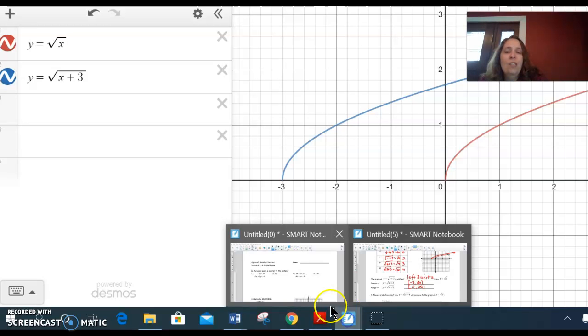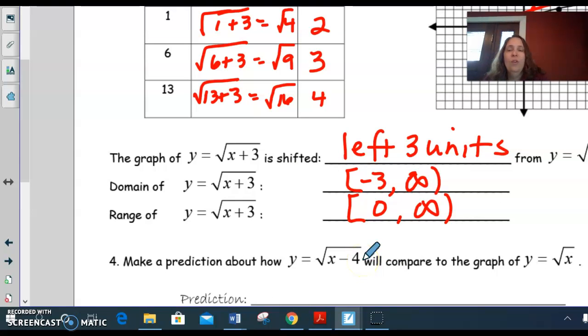All right, so heading back to our next example, we need to make a prediction about how y equals the square root of x minus 4 will compare to the graph of y equals the square root of x. Think about what we've done so far. Do you think it should go up or down? Do you think it should go left or right? Go ahead and make a prediction and write it on your page, please.